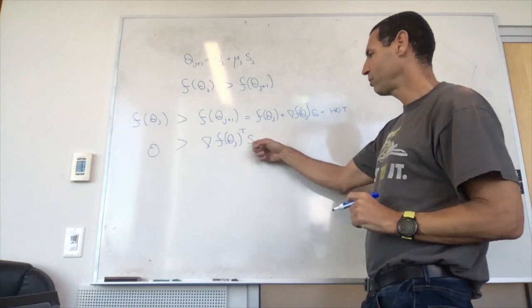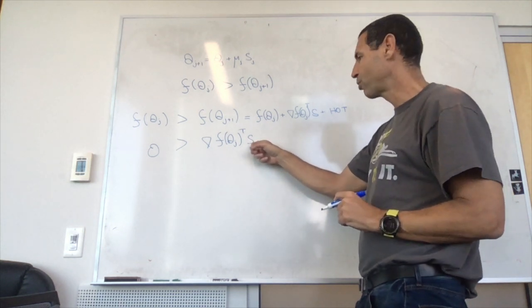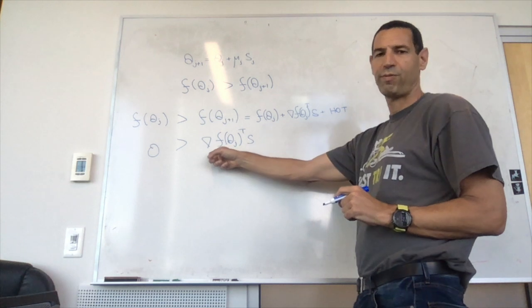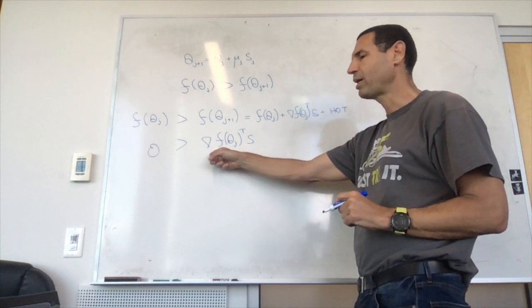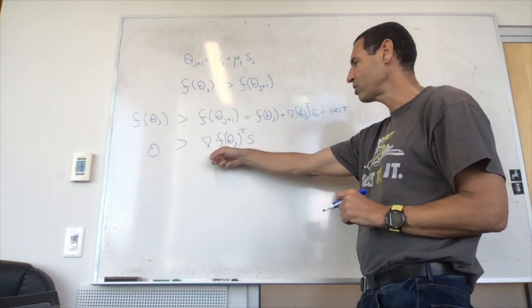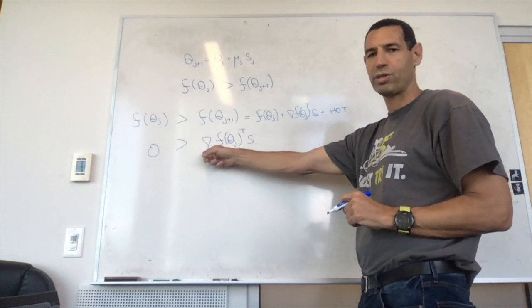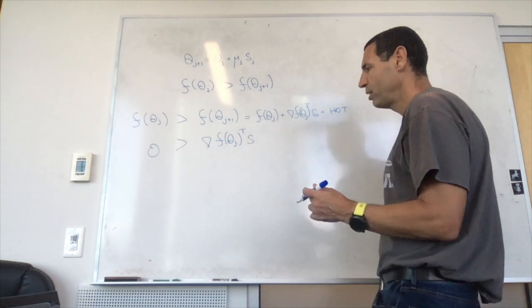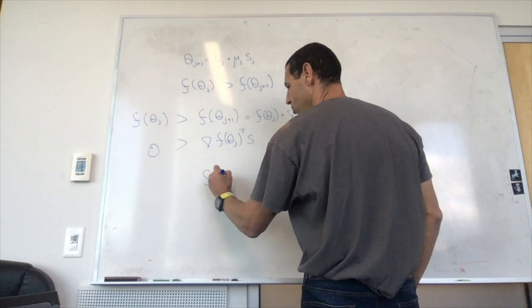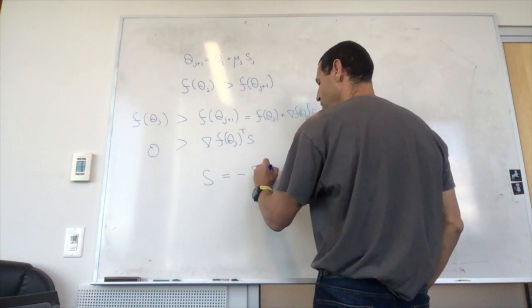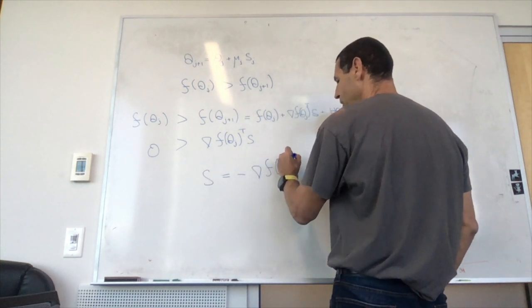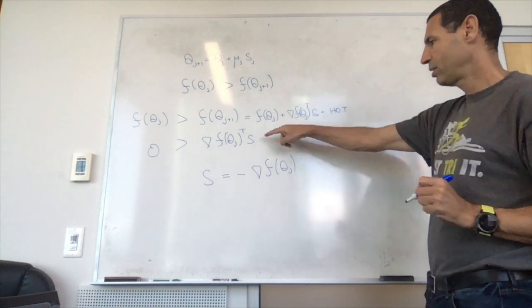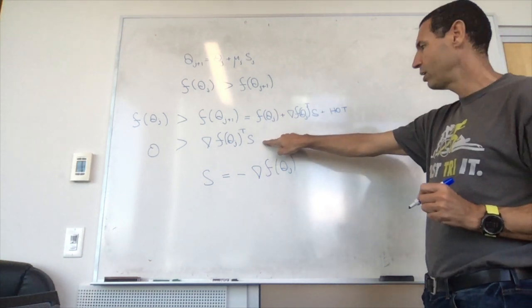So that is telling me something about s. The inner product of s and the gradient of f has to be smaller than 0, and in principle I can pick any s such that this condition holds. However, the easiest one to pick is to say s is going to be equal to minus the gradient of f at point theta j, which immediately tells me that this thing is going to be smaller than 0.